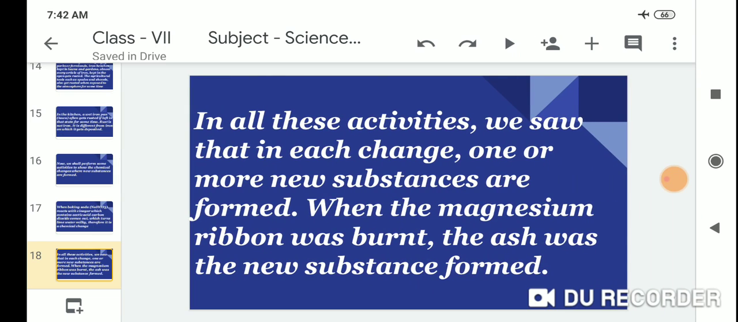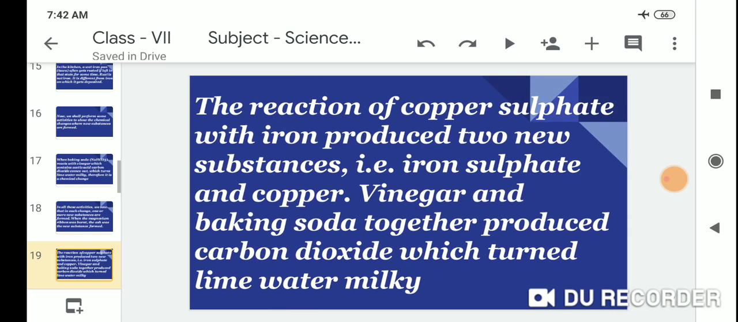In all these activities we saw that in each change one or more new substances are formed. When the magnesium ribbon was burned, magnesium oxide was the new substance formed. The reaction of copper sulfate with iron produced two new substances, iron sulfate and copper. Vinegar and baking soda together produced carbon dioxide, which turned the lime water milky.